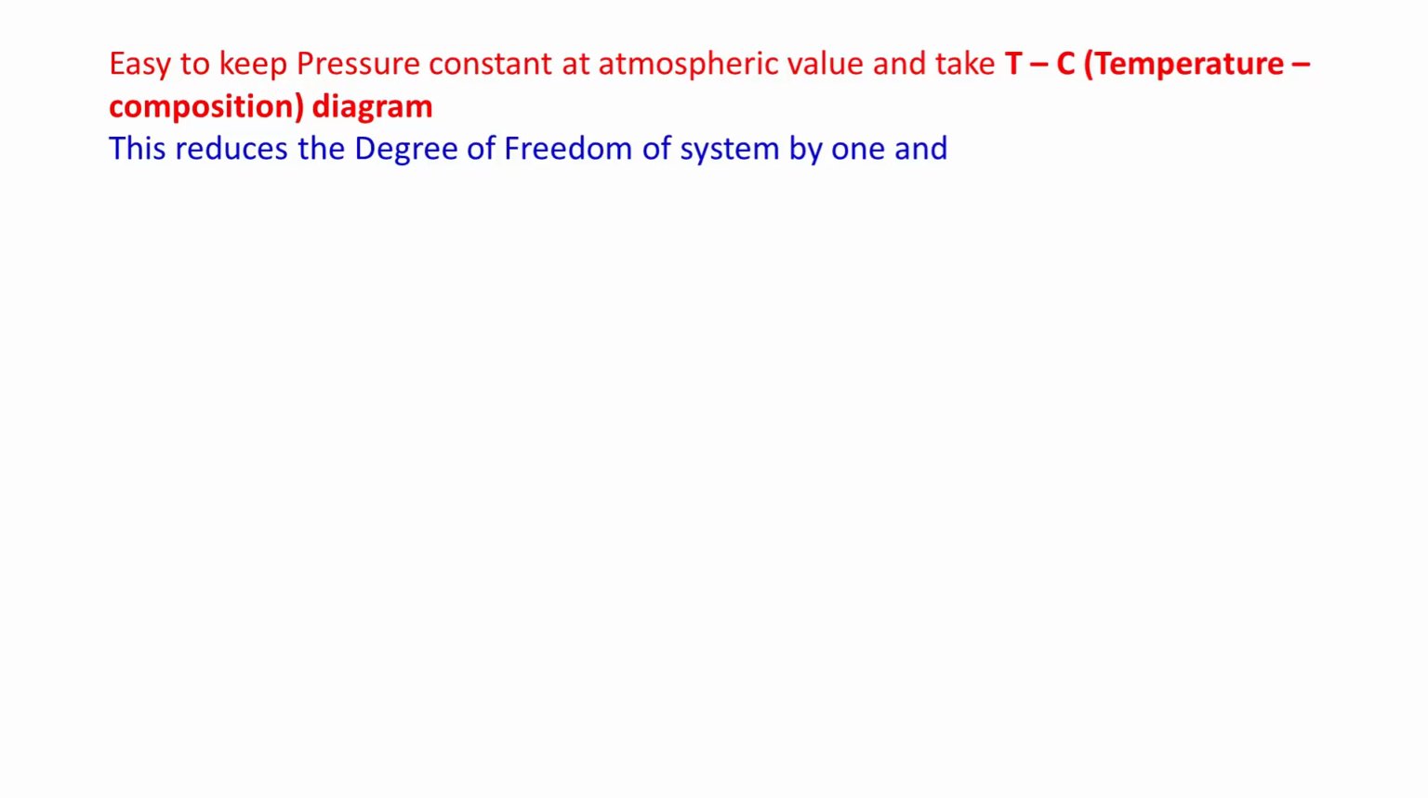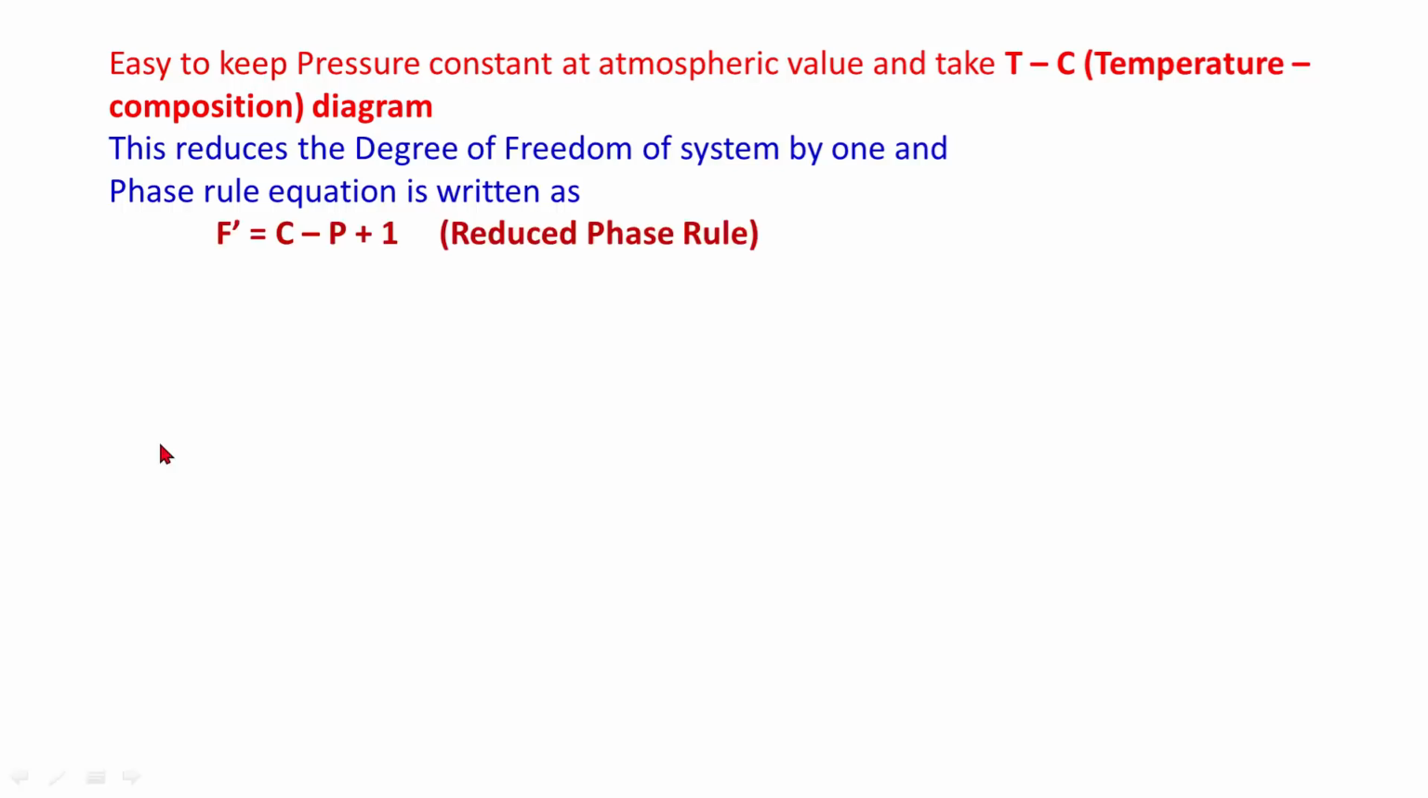This reduces the degree of freedom of the system by 1, and the phase rule equation is then written as F dash, instead of F. F dash is equal to C minus P plus 1. This is termed as reduced phase rule. F dash is equal to 3 minus P for a two component system.